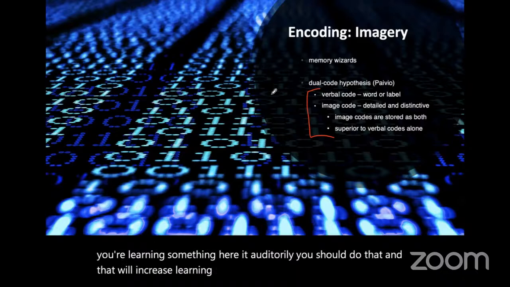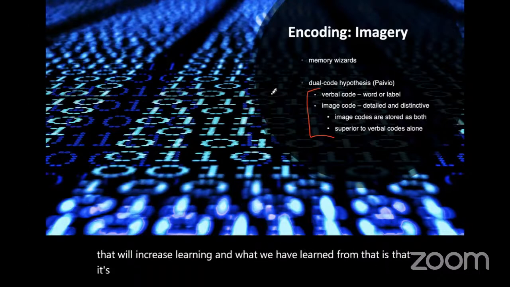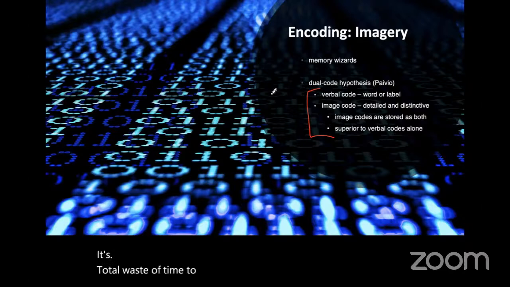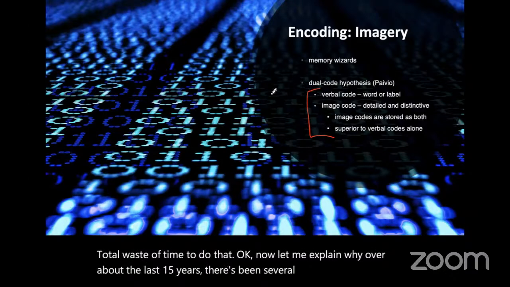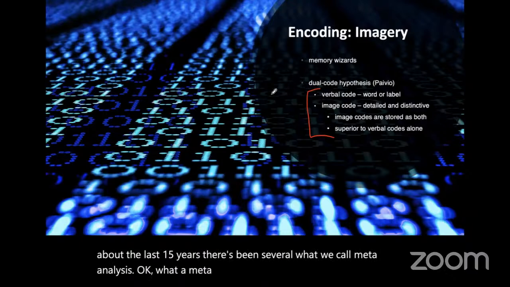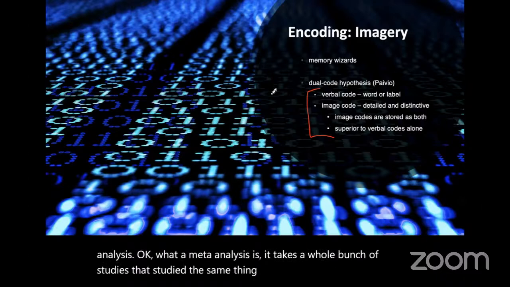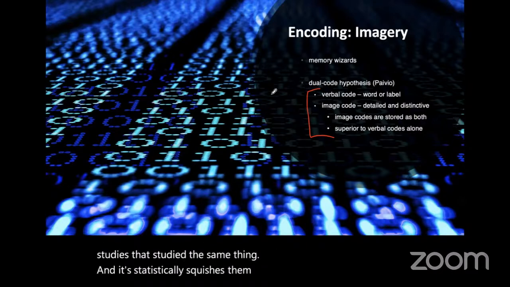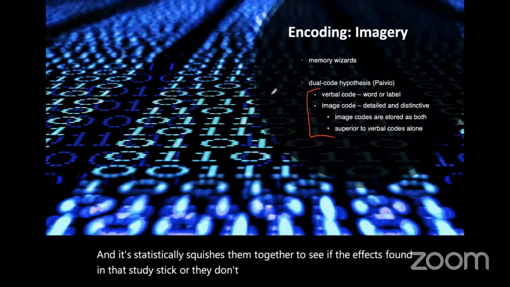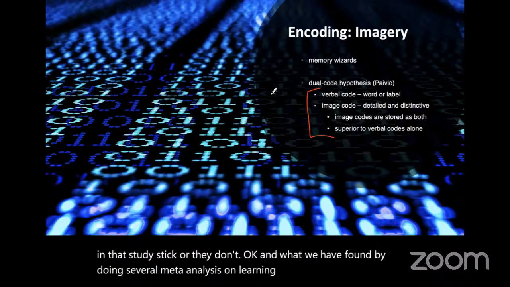And what we have learned is that it's a total waste of time to do that. Now let me explain why. Over about the last 15 years, there have been several what we call meta-analyses. A meta-analysis takes a whole bunch of studies that studied the same thing and statistically squishes them together to see if the effects found in those studies stick or not. And what we have found by doing several meta-analyses on learning styles is that it's really a bunch of crock.